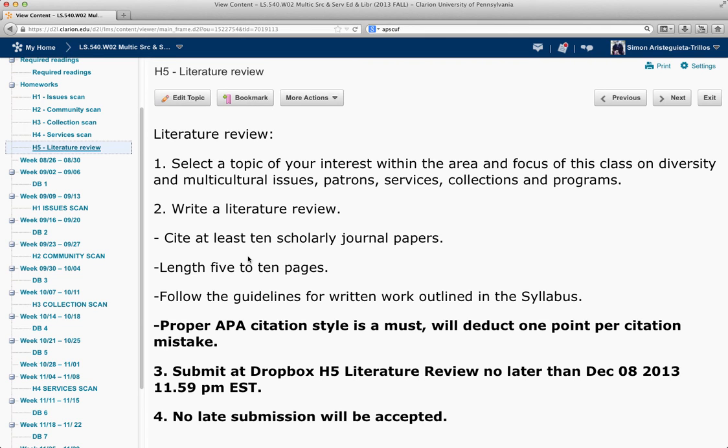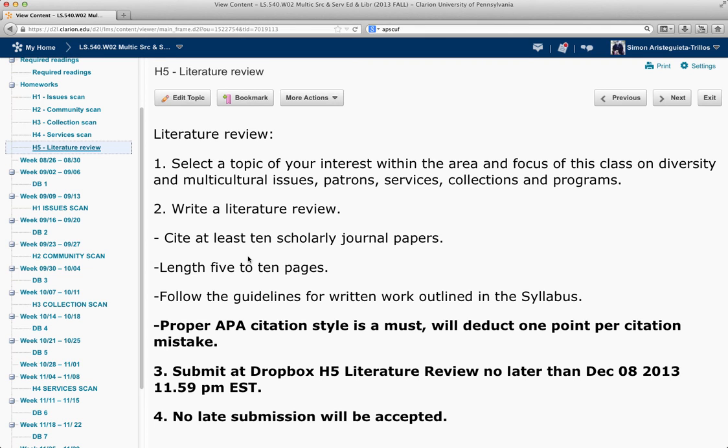Okay, so what are you going to do your search on? Well, you have to select a topic of your interest within the area and focus of this class, not on computer science, no, on the focus of this class on diversity and multicultural issues, patron services, collections, and programs, and write a literature review. Cite at least 10 scholarly journal papers. You can cite more, but at least 10 scholarly journal papers. So when you do the search, make sure you limit your search to scholarly journal papers. Peer review, that means peer review. Papers that have been reviewed by peers.